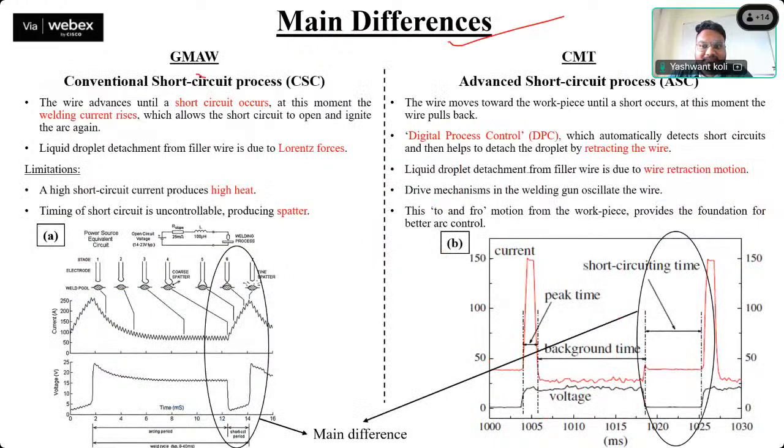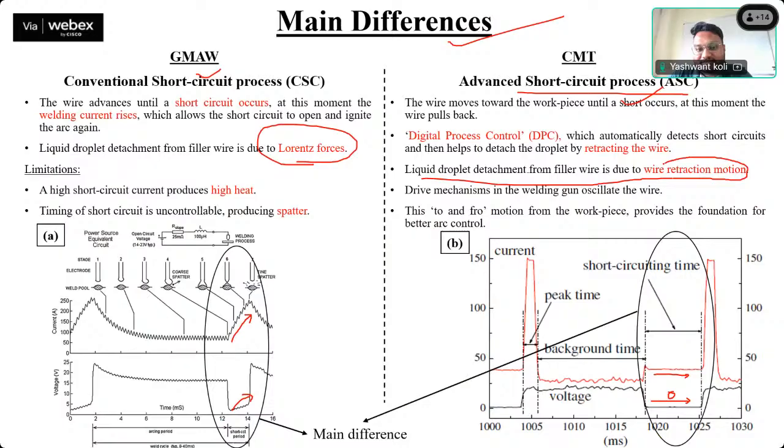The main difference between GMAW and CMT is that in GMAW we are increasing the current and voltage, and Lorentz forces are responsible. But CMT is an advanced short circuiting process. At the time of short circuiting, the current is constant or less as compared to this, and the voltage is almost zero to prevent higher heat input deposition. That is the major difference: the liquid droplet is detached due to the wire retraction motion, whereas in GMAW the Lorentz forces are responsible.